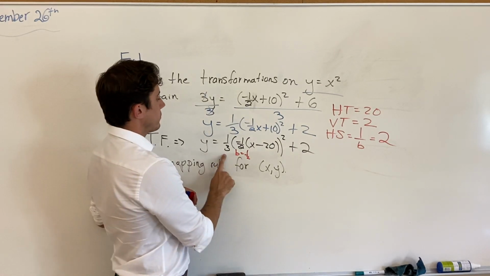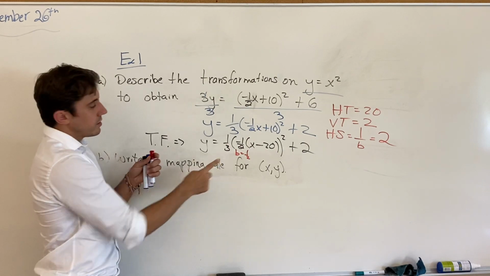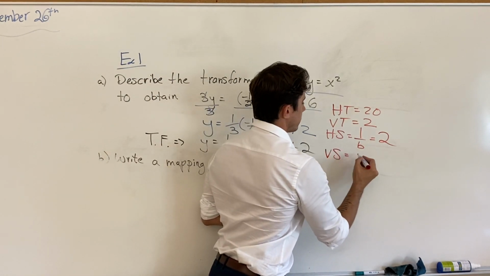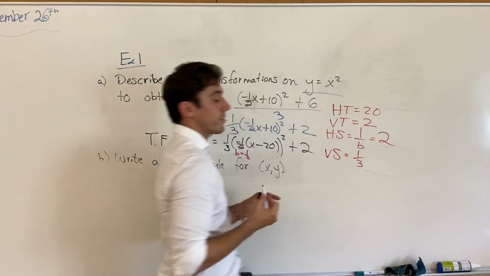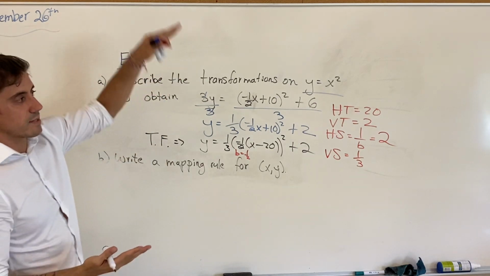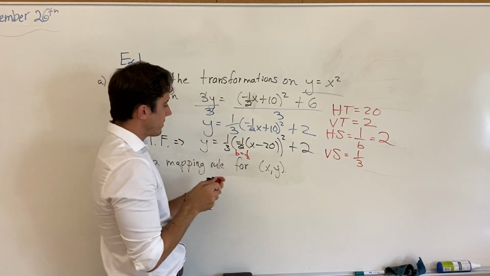And then finally, we have a vertical stretch as well. The 1/3 out front signifies a vertical stretch of 1/3. So the graph is going to be 1/3 as exploding, I guess, one way to describe it.